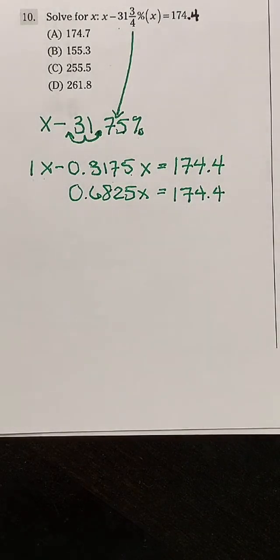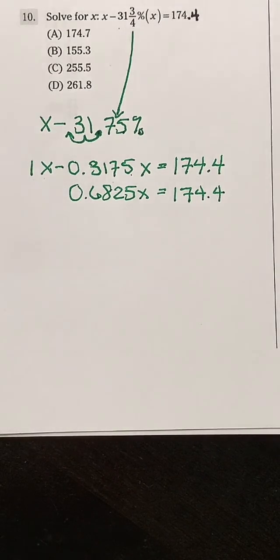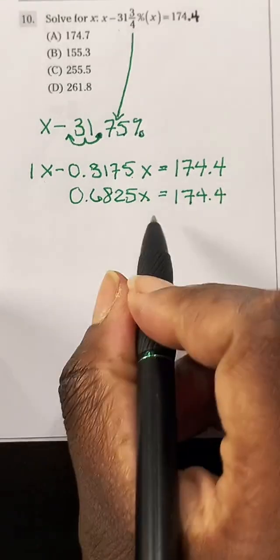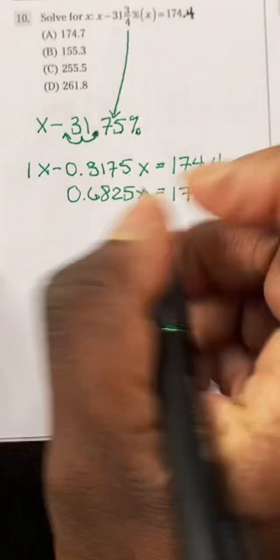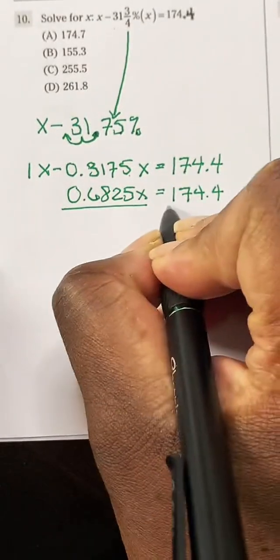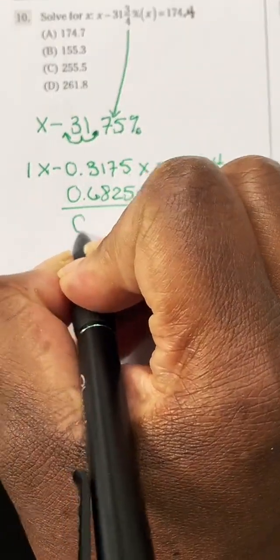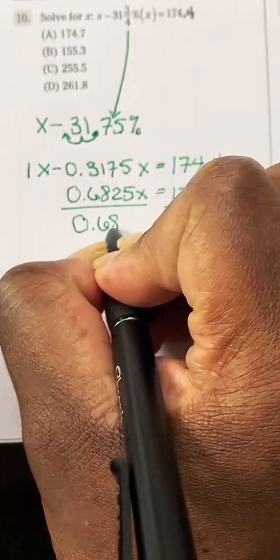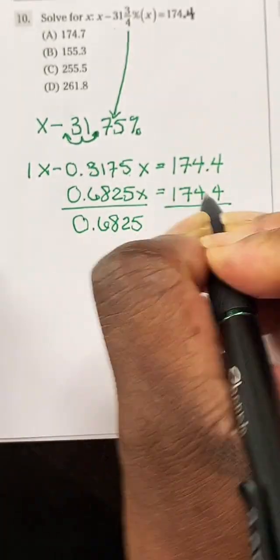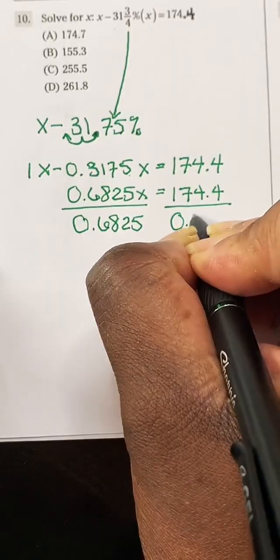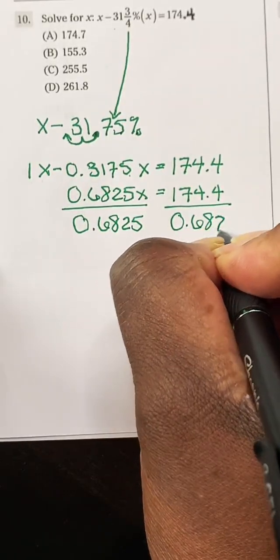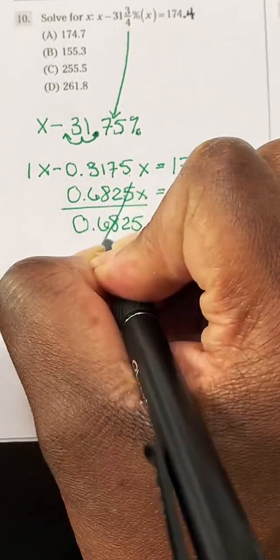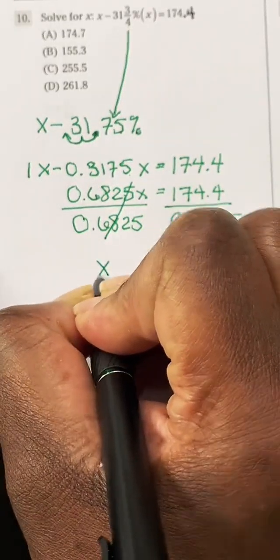How'd you get 75%? 3/4 is 0.75. Okay, thank you. Appreciate you. All right, so now we want to get x by itself. So we have to divide both sides by my decimal. And this is when it gets scary. So then we have our x.